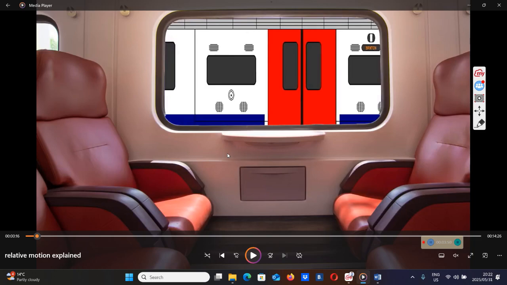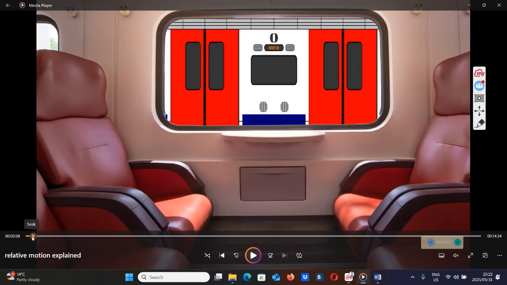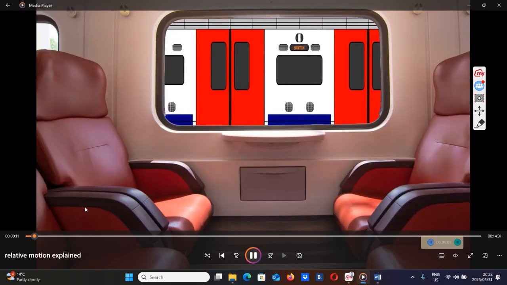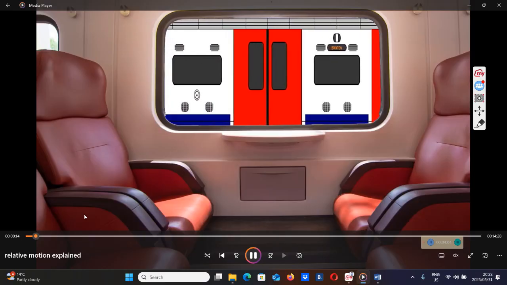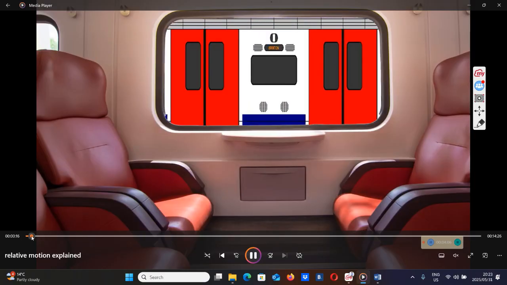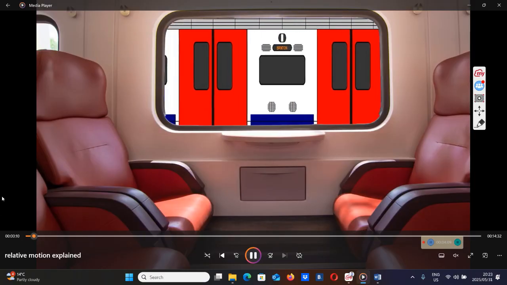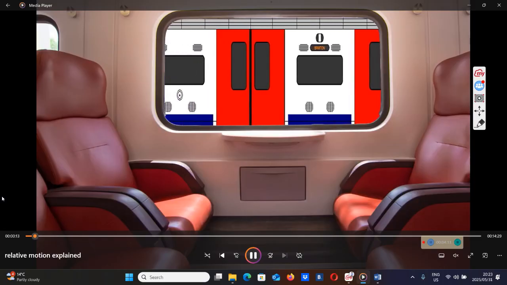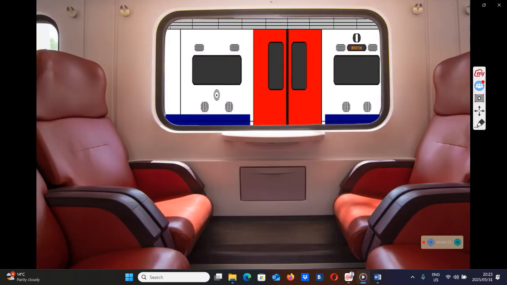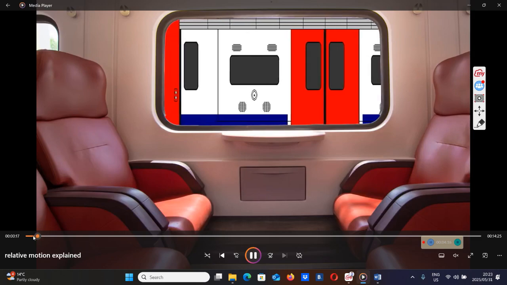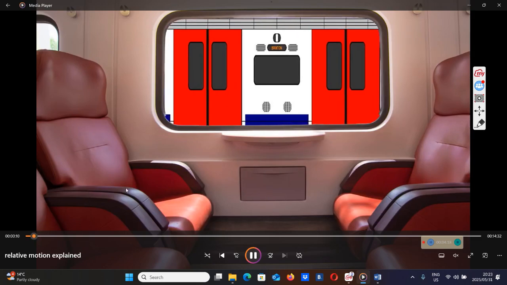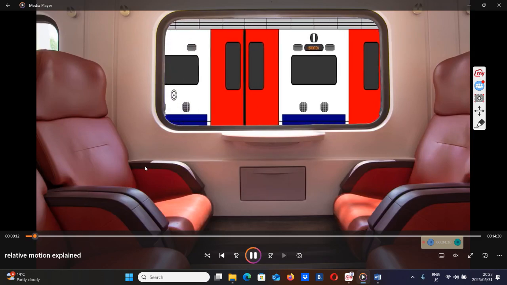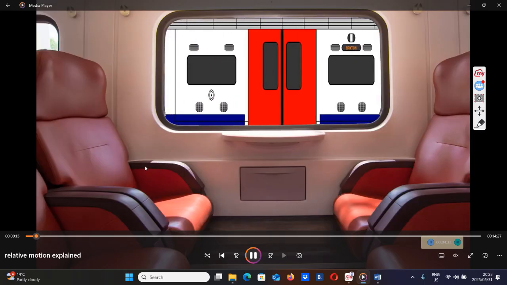So me and you right now, in our perspective, it will appear that train B is the one moving, and it is moving to the right. That's what I'm seeing right now in my perspective. So that is what is going to be seen by someone sitting on this seat here. Okay, let this video continue.